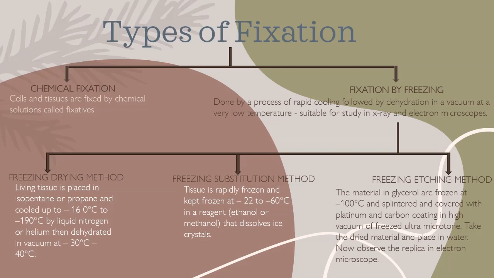and is covered with platinum and carbon coating in a high vacuum of a freezed ultramicrotome. Ultramicrotome is a device by which we can cut the specimen extremely thin. The dried material is taken out and placed in water so that we can get the replica. Now the replica is washed and mounted and dried for electron microscopic study. The replica gives the outline of various cell structures.